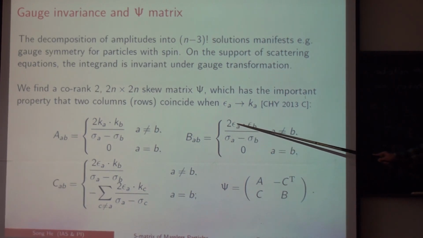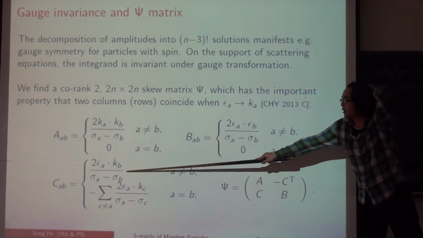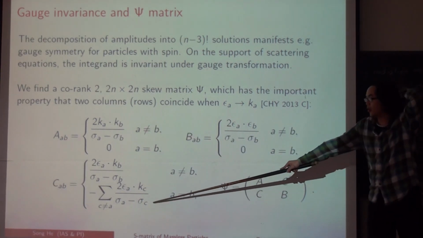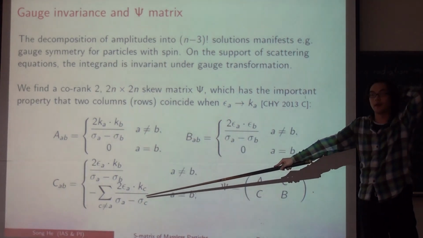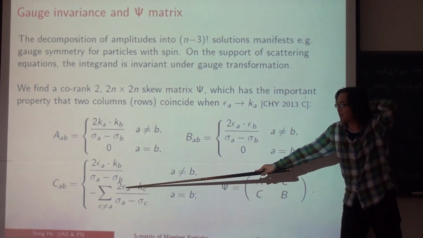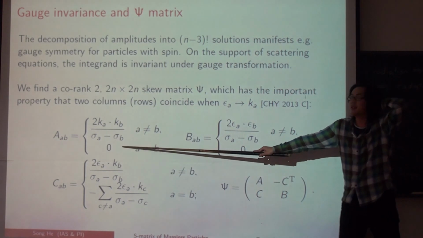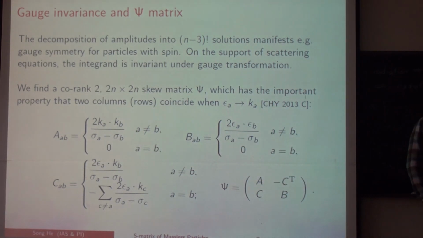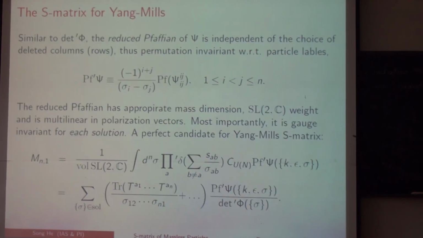So you can see that this part becomes this part, and this will become this part. And also, that is only true on the support of scattering equations, because you want the diagonal part here, when you plug in epsilon A, it becomes Ka to be 0, which is the content of the scattering equation. So this is basically the only thing you can write down to have the correct SL2 weight, and also to be gauge invariant on the support of scattering equation. And it turns out it's the correct integrand.